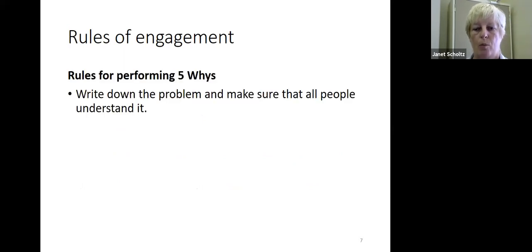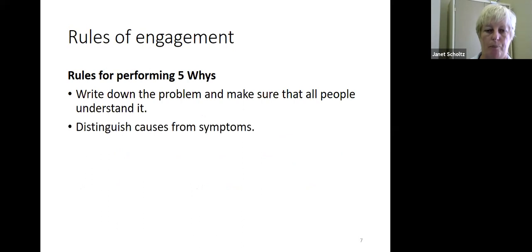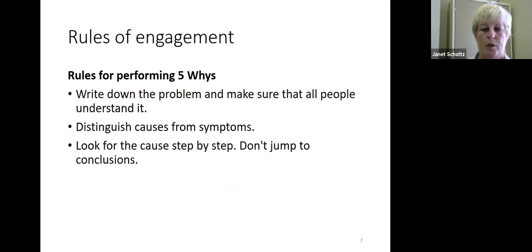Write down the problem and make sure that all people understand it. So if you're working, as I said before, with the people who are working in that environment or on that bench or in that process, it's always a good idea to have them as part of your 5 whys team. Distinguish causes from symptoms. We've discussed that before. Look for the cause step by step.